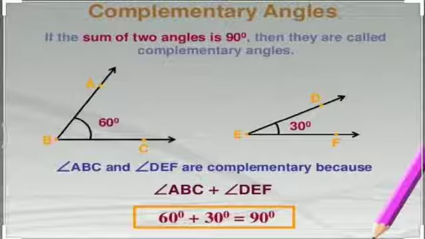Now here, the measure of angle ABC is given as 60 degrees and the measure of angle DEF is given as 30 degrees. So if you add 60 with 30, what will you get? You will get 90. So keep in mind, whenever the sum of the measures of two angles is 90 degrees, it means that they are complementary angles. Clear? Understood everyone? So here also, angle ABC and angle DEF are complementary angles.